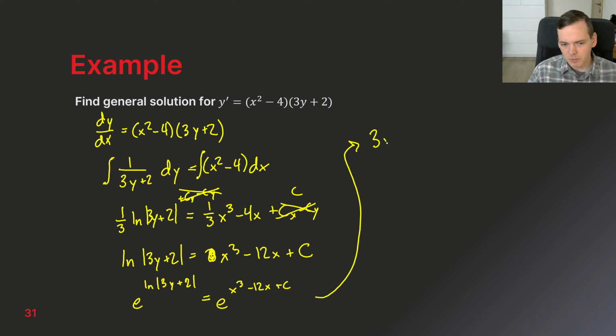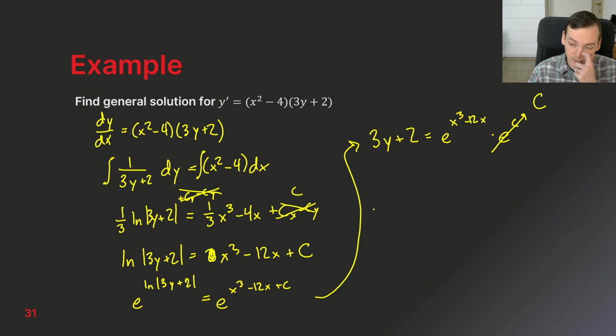And that will simplify to 3y plus 2 is equal to, and I'm going to do a little tricky thing here, e to the x cubed minus 12x times e to the c. Because remember, if you add values in your exponent, you can rewrite it as multiplying the bases with those exponents. And e to the c is just going to be some new arbitrary constant.